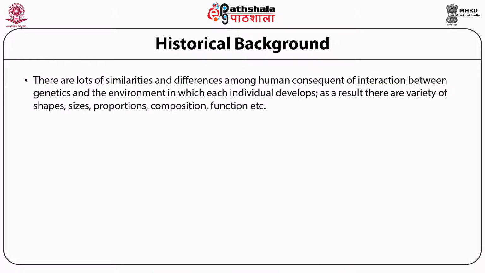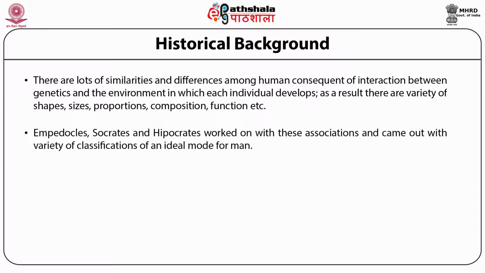There are lots of similarities and differences among humans, a consequence of the interaction between genetics and the environment in which each individual develops. As a result, there are a variety of shapes, sizes, proportions, compositions, functions, etc. Empedocles, Socrates, and Hippocrates worked on these associations and came out with a variety of classifications of an ideal model for men. Polykleitos, a Greek sculptor, symbolized the ideal male form by means of superimposition of anatomical parts of 20 individuals, whereas Archimedes' theory gave a reference for body composition to be calculated from densitometry today.